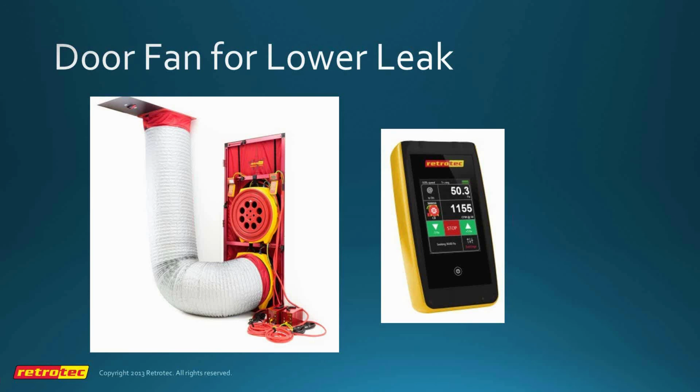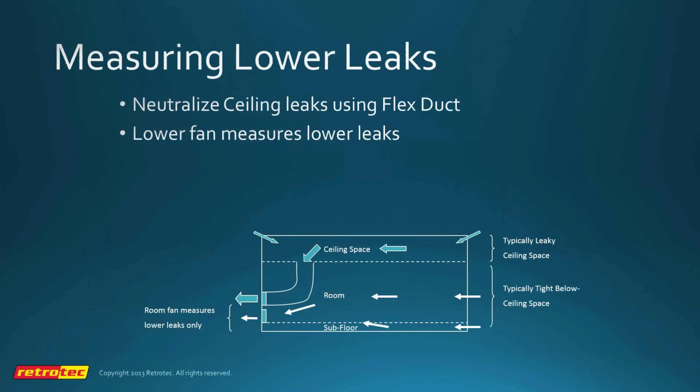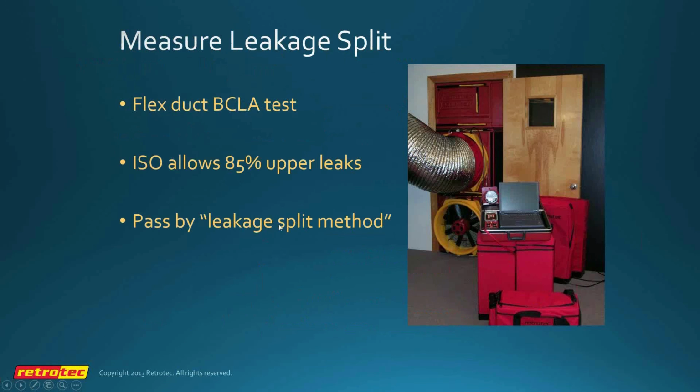So for enclosures that have a 3-minute retention time, the first thing I ask is, can we use a BCLA test, or a below ceiling leakage area test, with a double fan and flex duct in order to measure the size of the lower leak, which would allow that enclosure to pass. And this is a schematic of it. The second fan is taking care of the upper leaks. The lower fan is taking care of the lower leaks. There's another picture of it.